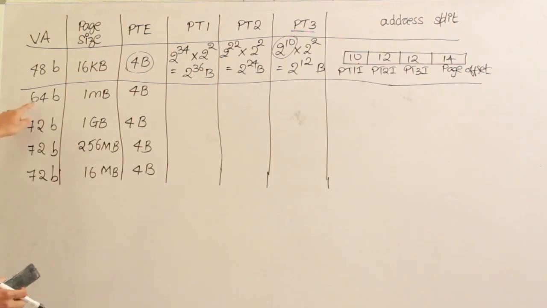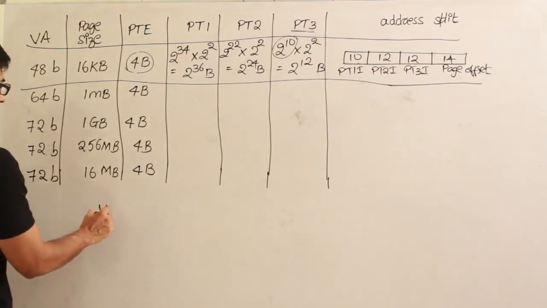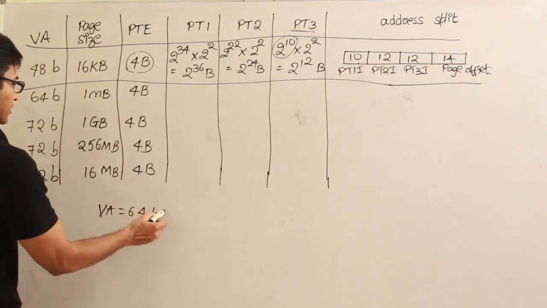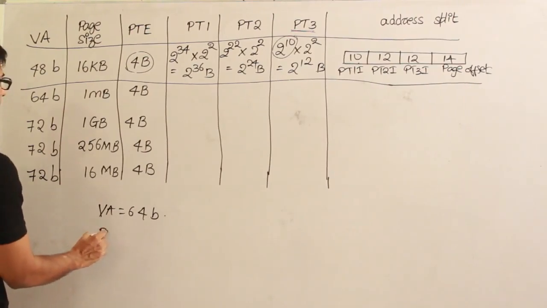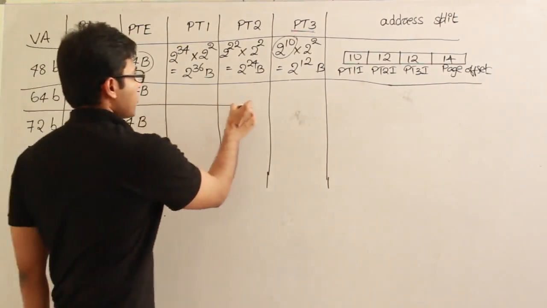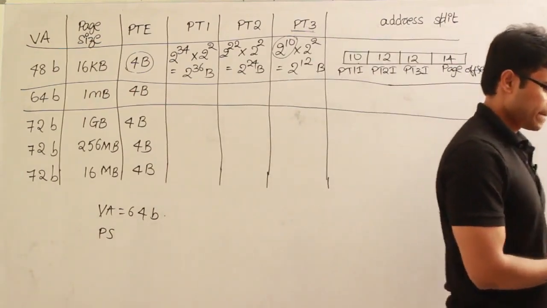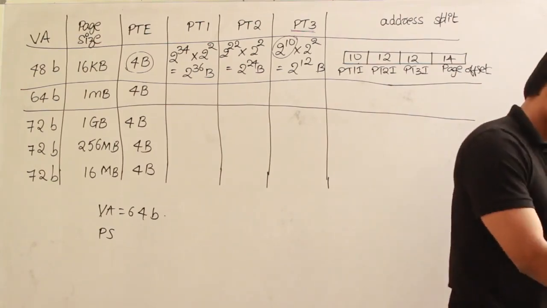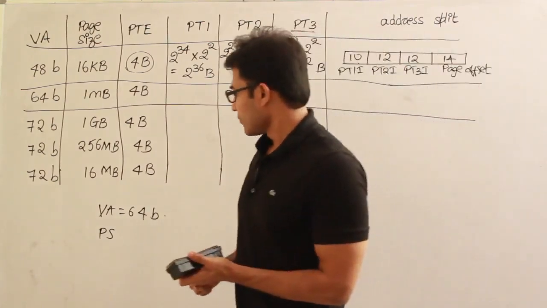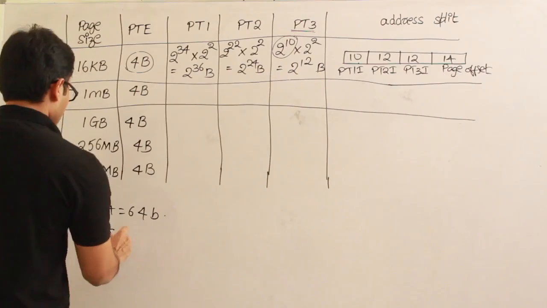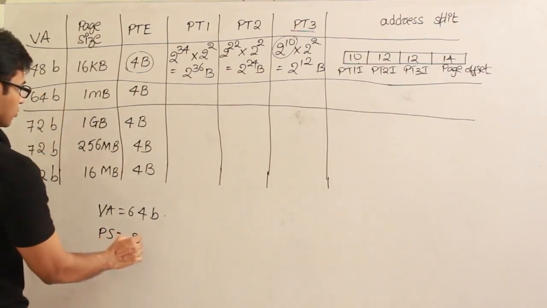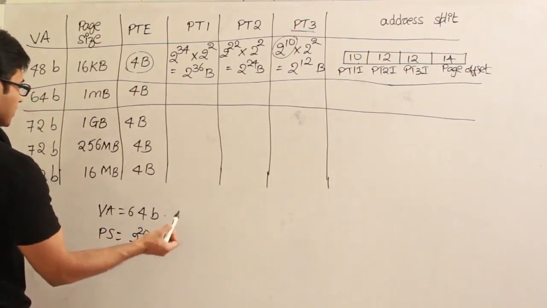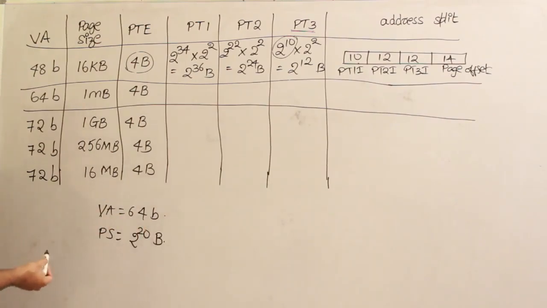Next one is 64 bits is used for the virtual address, isn't it? And the page size is 1 MB. So virtual address is 64 bits, right? And page size is 1 MB. So since page size is 1 MB, I am going to write it in powers of 2. So 1 MB is nothing but 2 power 20 bytes, right? Fine. Therefore, the page offset is going to be 20.